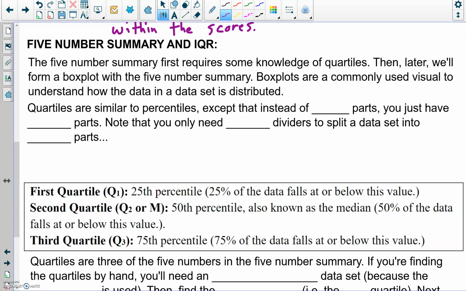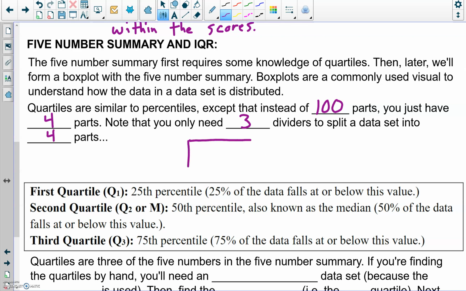And they are commonly used to understand how the data in a data set is distributed. So they're similar to percentiles, except that instead of 100 parts, like percent literally means per 100, so that's why there's 100 cents in a dollar, 100 years in a century, percentiles have 100 parts. With a quartile, a quarter, there are 4 quarters in a dollar. So there's only going to be 4 parts. And note that you only need 3 dividers to split a data set into 4 parts.